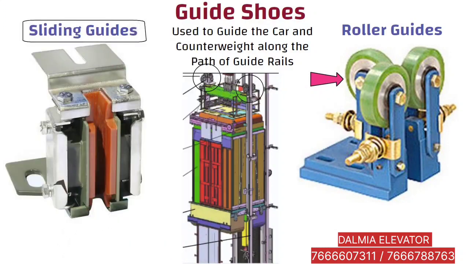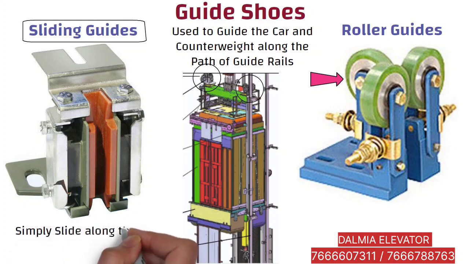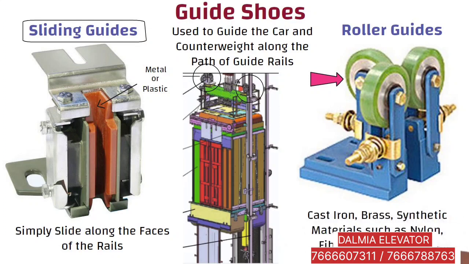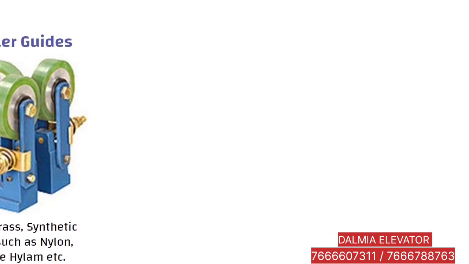Sliding guides. Guide shoes which simply slide along the faces of the rails. The sliding insert or jib may be metal, requiring guide rails to be lubricated, or may be plastic material which is self-lubricating. Guide shoes shall be made of cast iron, brass, or synthetic materials such as nylon, fiber-based, etc.